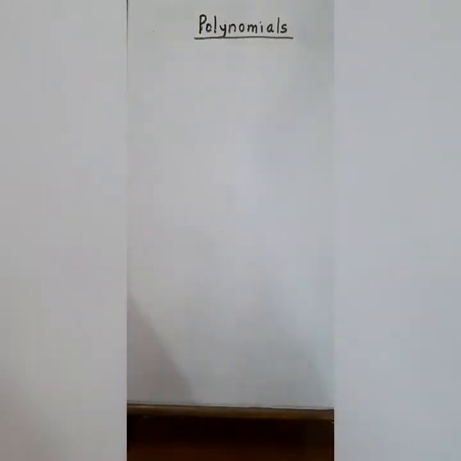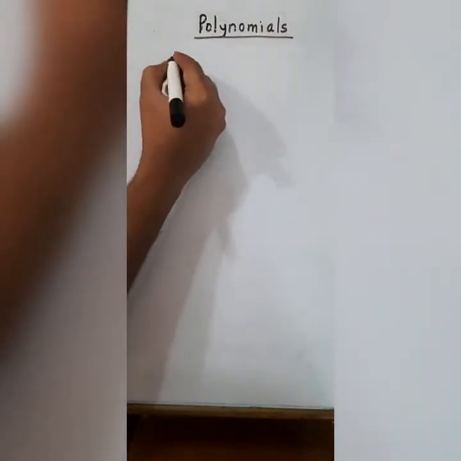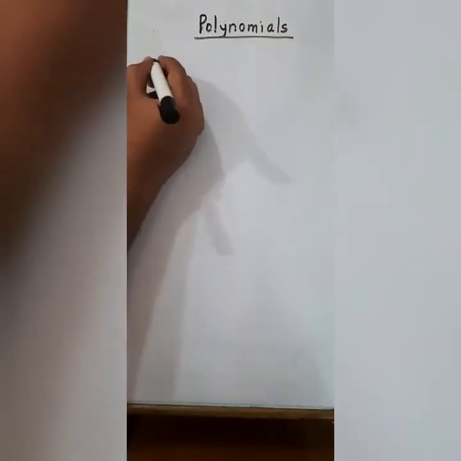We'll be solving the second worksheet of polynomials. Before this, we have to understand how to find the zero of a polynomial. Let us look at the first question.